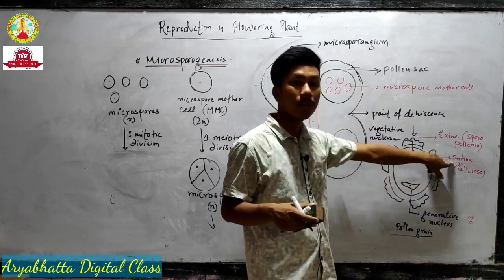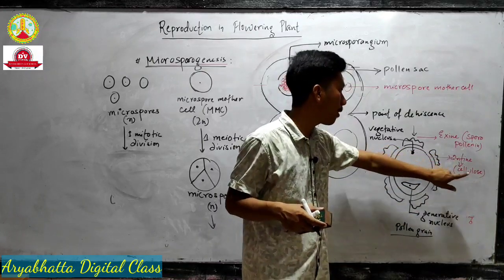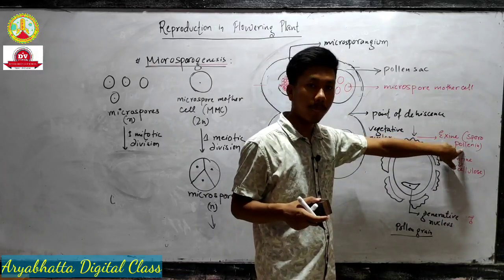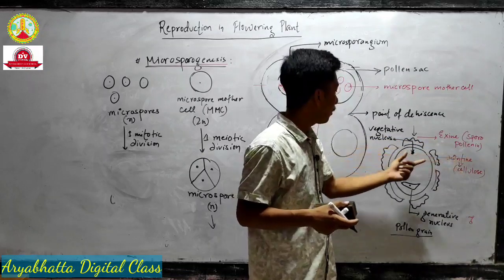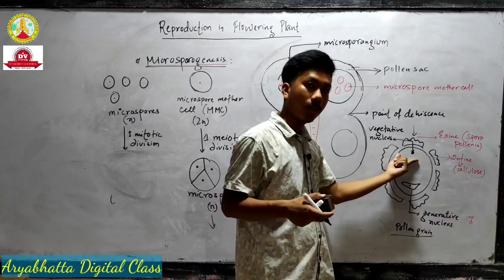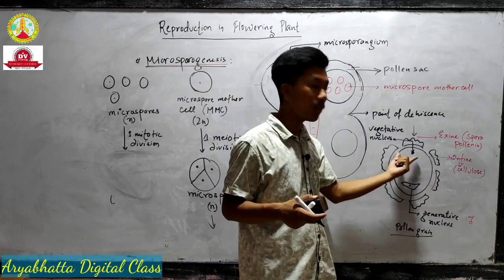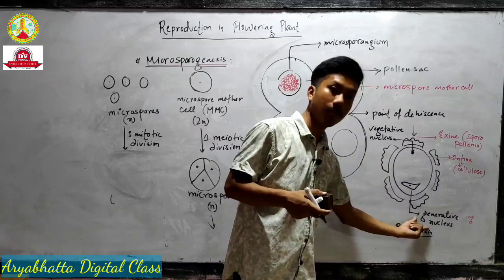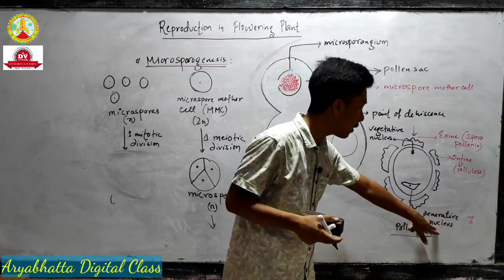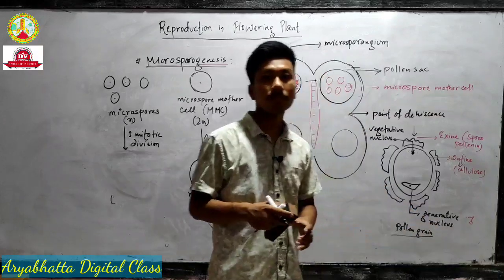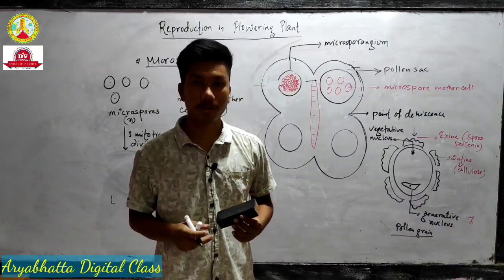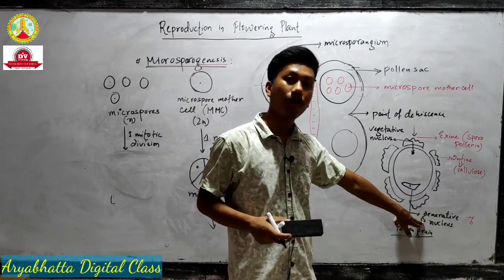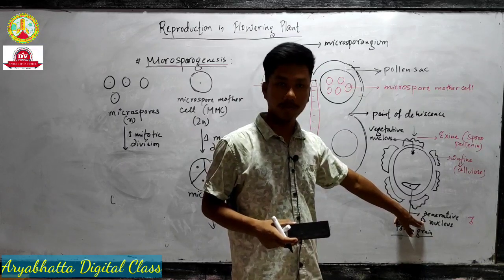Inner layer known as intine, it is made up of cellulose, and the outer layer known as exine, and it is made up of sporopollenin. Okay, and the nucleus divides into two, one small nucleus known as vegetative nucleus and one bigger nucleus known as generative nucleus. Okay, now this generative nucleus, it takes part in reproduction. It fuses with female reproductive organ inside the ovule.